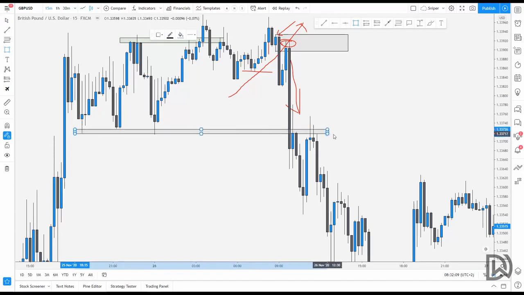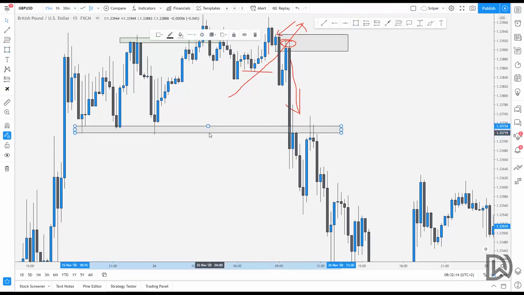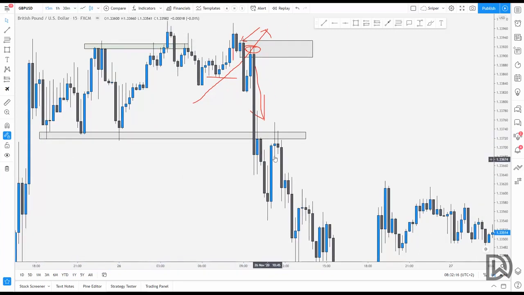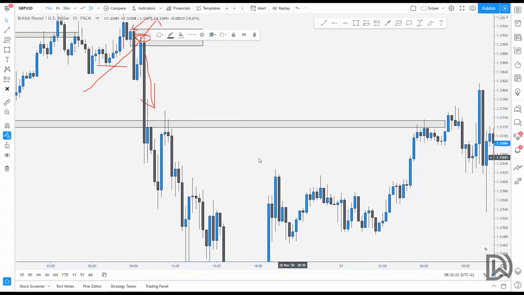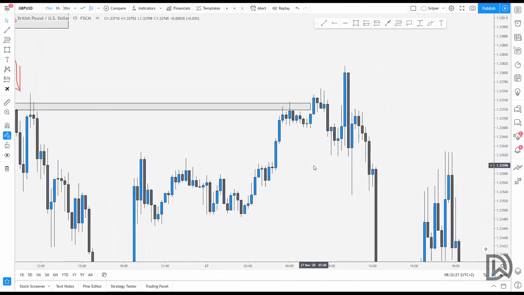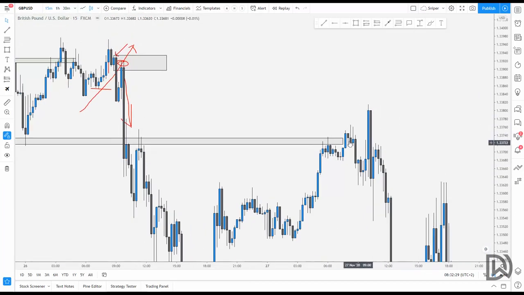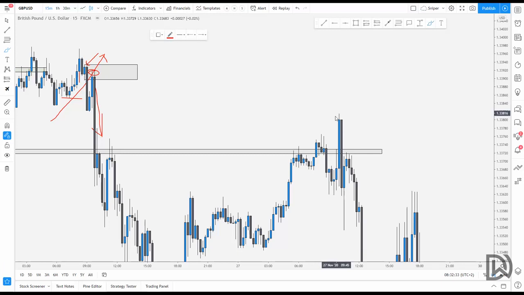So let's see, we have our wick zone again, and you see how we create that zone as we go along, and price coming back to reject that wick zone again before continuation to the downside. Continuation, and then yes, all the way through we have this massive fake out to the upside.